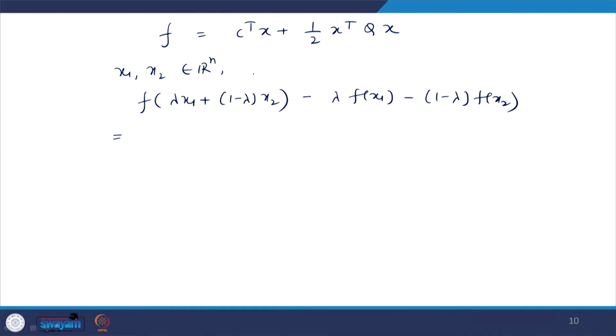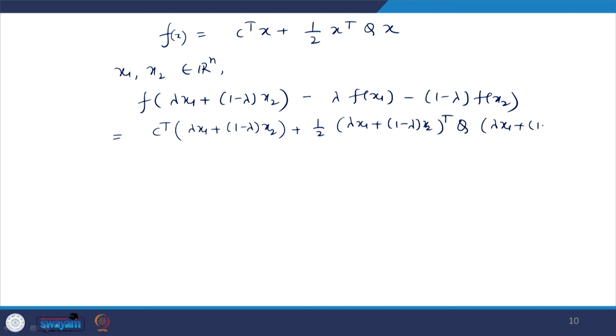Now, let us quickly substitute all these values from the given f. This is f of lambda x 1 plus 1 minus lambda x 2, which is c transpose of lambda x 1 plus 1 minus lambda x 2, plus 1 by 2 lambda x 1 plus 1 minus lambda x 2 whole transpose Q into lambda x 1 plus 1 minus lambda x 2, minus lambda times c transpose x 1 minus 1 by 2 x 1 transpose Q x 1, minus 1 minus lambda times c transpose x 2, minus 1 minus lambda times 1 by 2 x 2 transpose Q x 2.